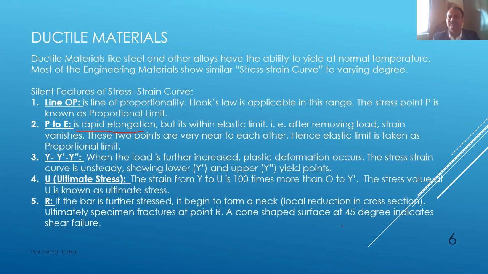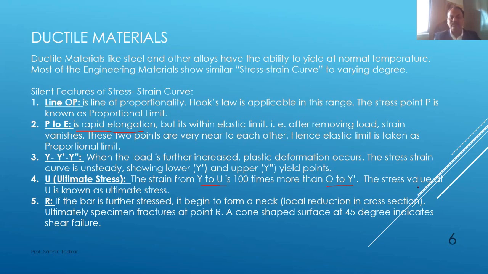When the load is further increased, the plastic deformation starts, and the stress strain curve is unsteady, showing a lower yield point, that is Y dash, and an upper yield point, that is Y double dash. That we have to remember. Sometimes it goes down and again it goes up, so they are called the lower and upper yield points. Now what is ultimate stress? The strain from Y to U is 100 times more than O to Y.